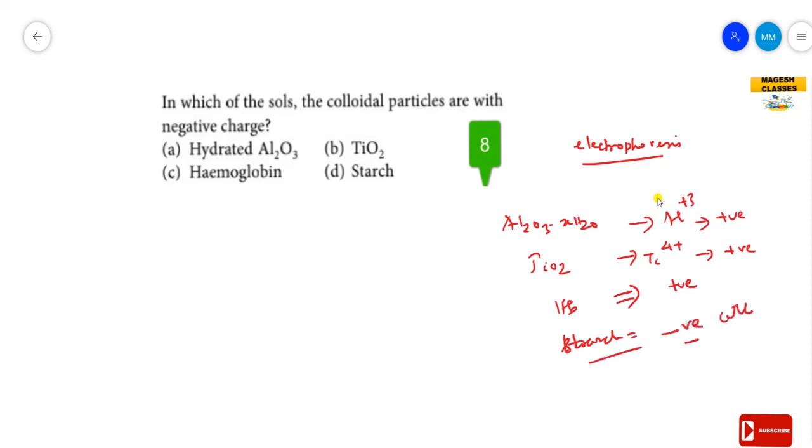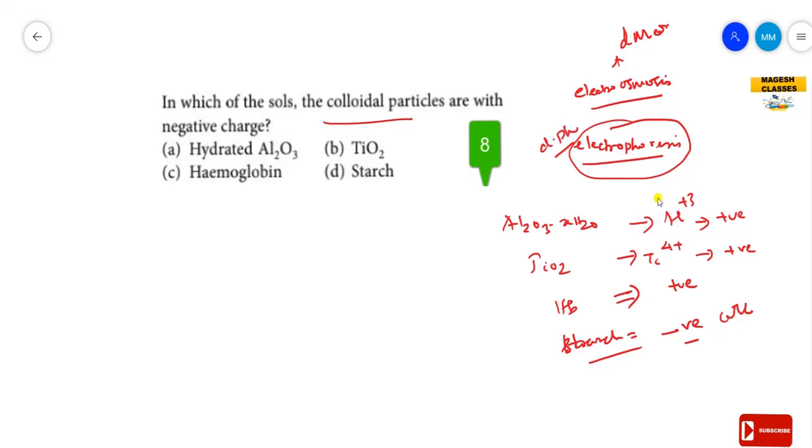The charge of a colloidal solution can be determined by electrophoresis. The electrophoresis technique gives the charge of the dispersed phase, that is, the colloidal particle, and the dispersion medium is followed by electroosmosis. Electroosmosis gives the dispersion medium. Electrophoresis gives the dispersed phase. By these two methods, you can find out the charge of the colloidal particles. Starch has the negative colloid charge. So this is the answer.